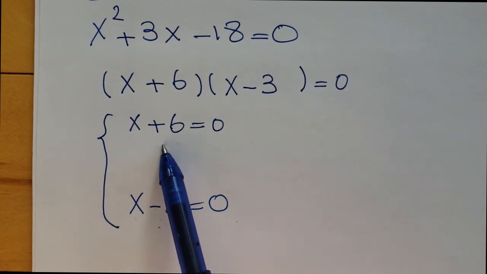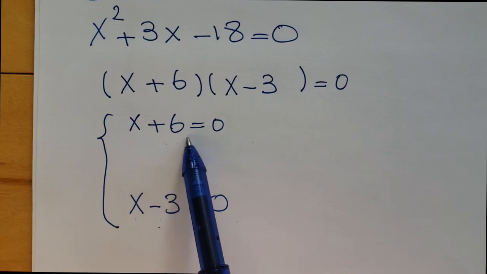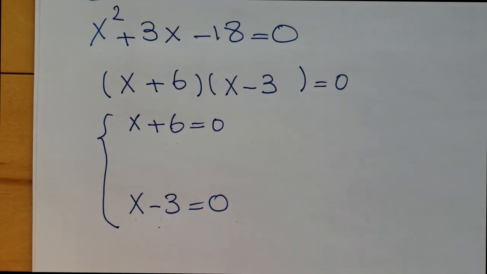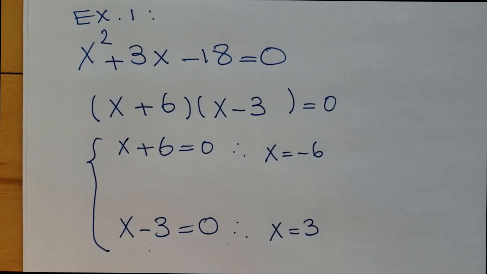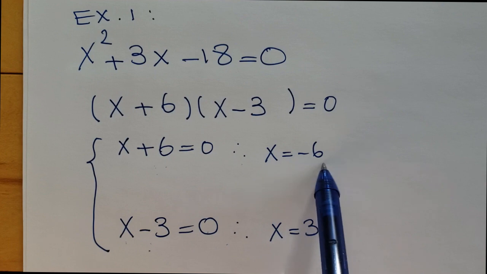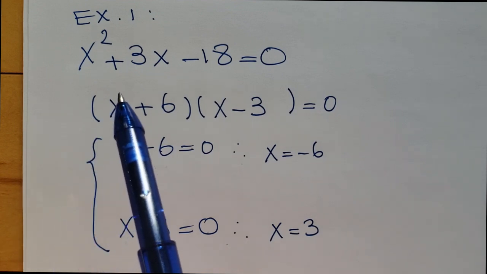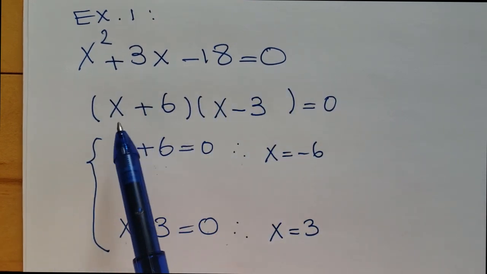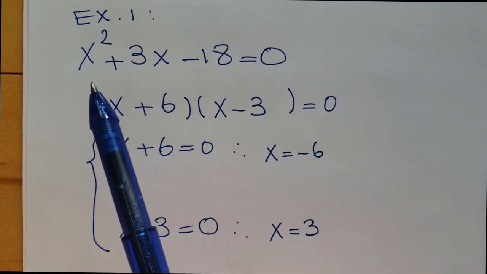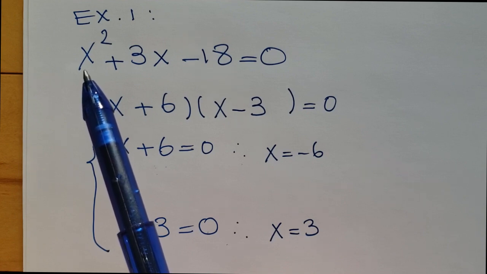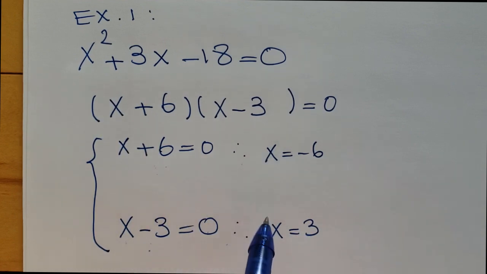This is a very simple one-step linear equation. This is another linear equation. We solve these two and we get two answers. One of the answers is negative 6, the other answer is plus 3. And this is what we expected because we have a quadratic equation, and for a quadratic equation the highest degree is 2, so we expect two answers.